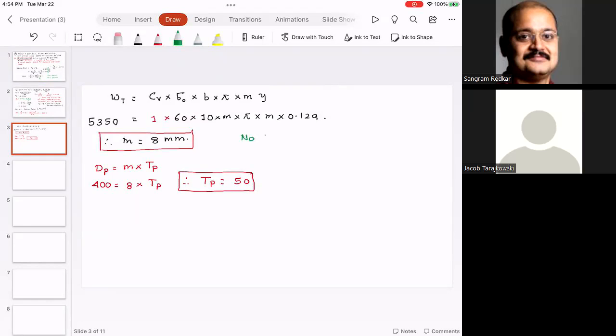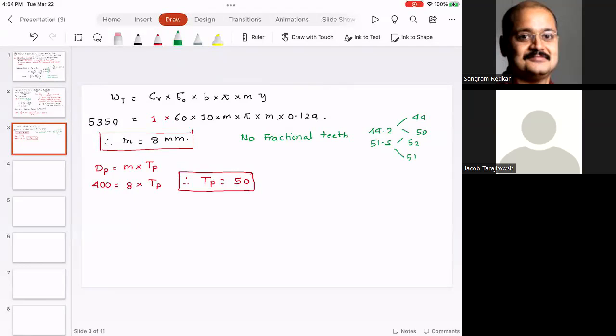One thing I just want to tell you, you cannot have fractional teeth. For example, you can never have 49.2. You can never have 51.5. Either you have 49 or you have 50, you have 51 or you have 52. So you cannot have a fractional number of teeth.